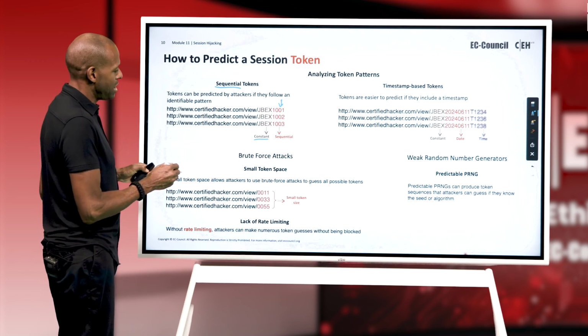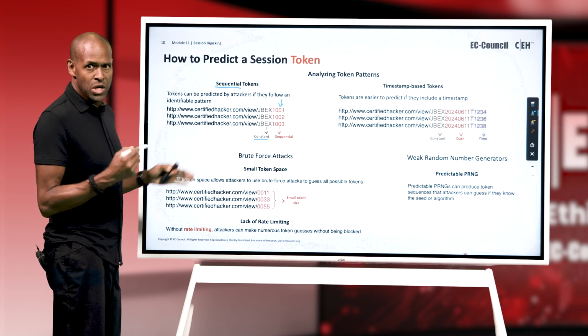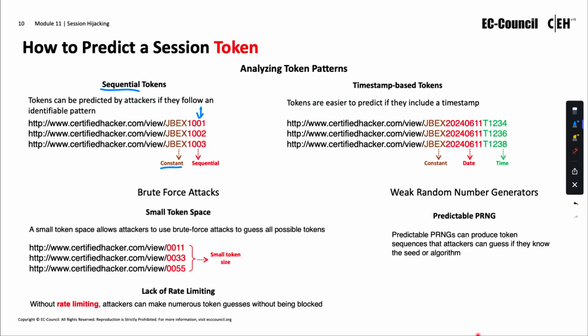Another one would be small token space. So if we look here, especially if we're only dealing with 2 characters, but even 4 is fairly small of a space for a brute force attack, so we can brute force the next token.